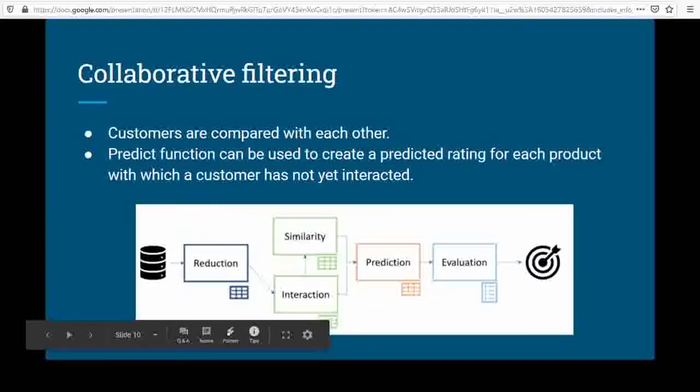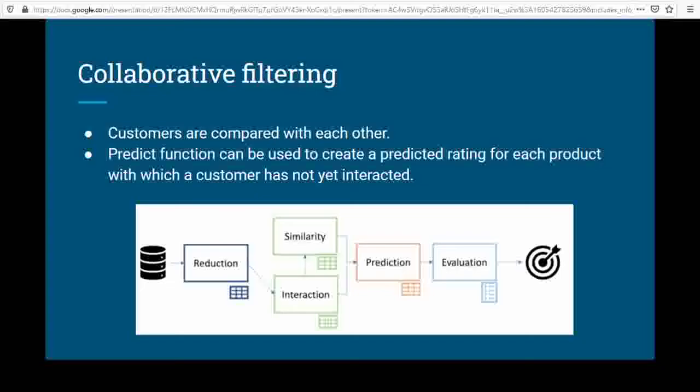Collaborative filtering. Collaborative filtering can be implemented in two ways: item-based approach and user-based approach. A product is compared to other products. The more similar the interaction of customers between these two products are, the more they fit together and are recommended. With the user-based approach, the same happens, but instead of products, customers are compared with each other.